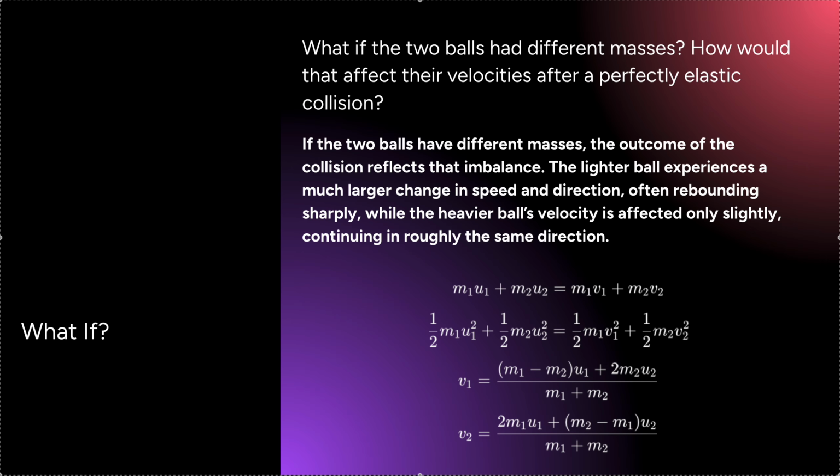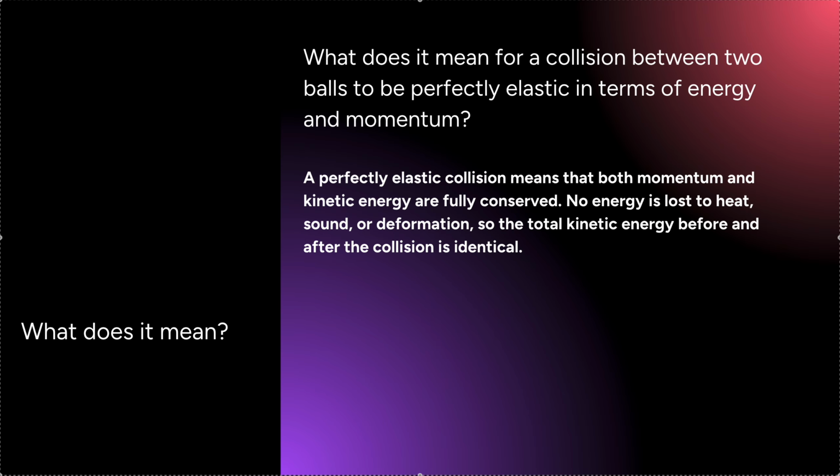Now to answer the what if question. Let's consider, what if the balls had different masses? How would that affect their velocities after a perfectly elastic collision? Well, if the balls had two different masses, the outcome of the collision reflects that imbalance. The lighter ball experiences a much larger change in speed and direction, often rebounding sharply, while the heavier ball's velocity is only affected slightly.